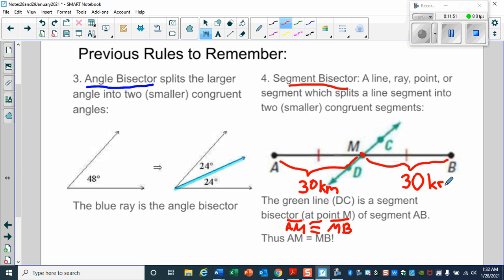It's always, always, always. If I give you a midpoint, I say that's your midpoint, the segment to the left and the segment directly to the right are equal to each other. They're congruent.